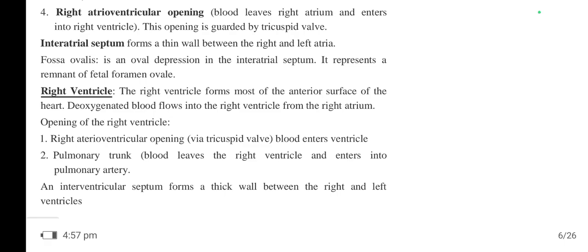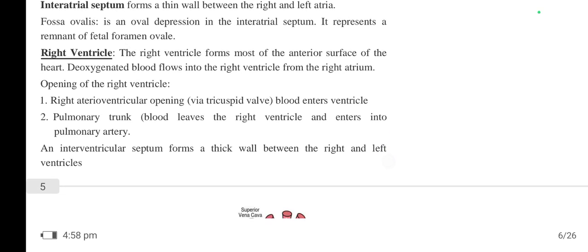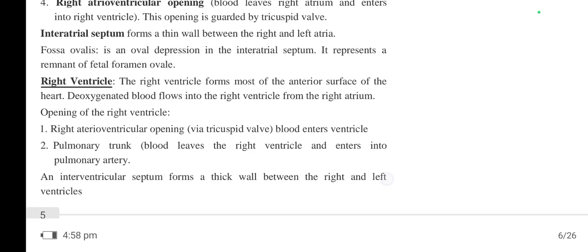Interatrial septum forms a thin wall between the right and left atria. Fossa ovalis is an oval depression in the interatrial septum. It represents a remnant of the fetal foramen ovale. This is the opening, or the hole. It should be closed after the infant stage, in adulthood.